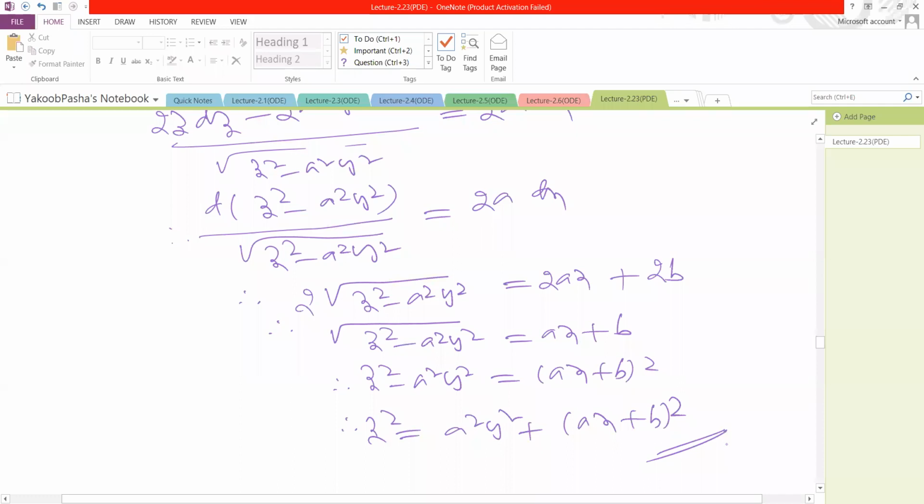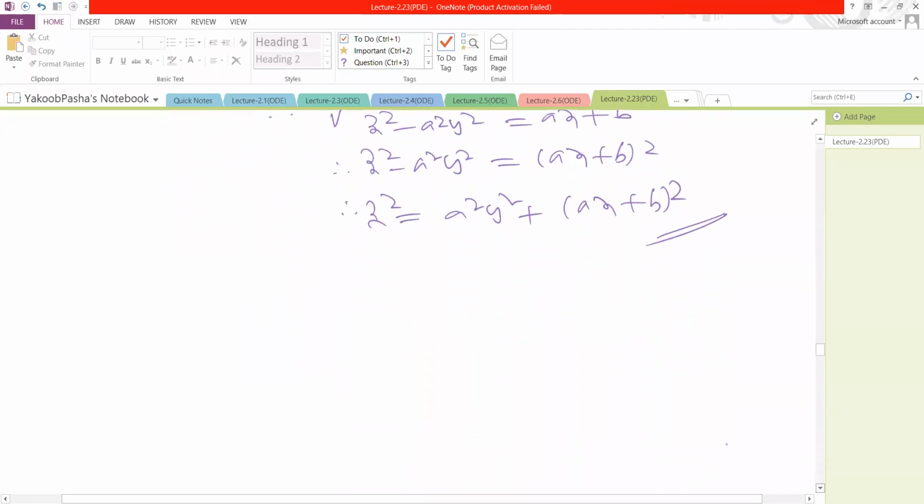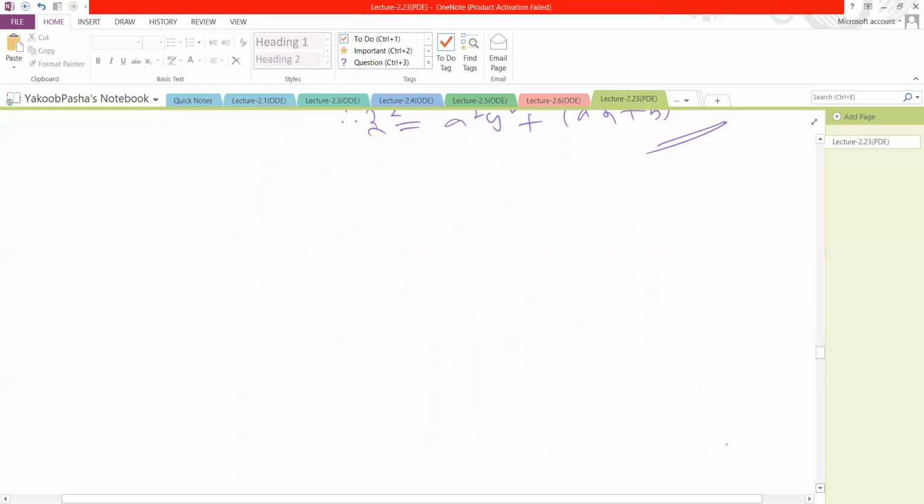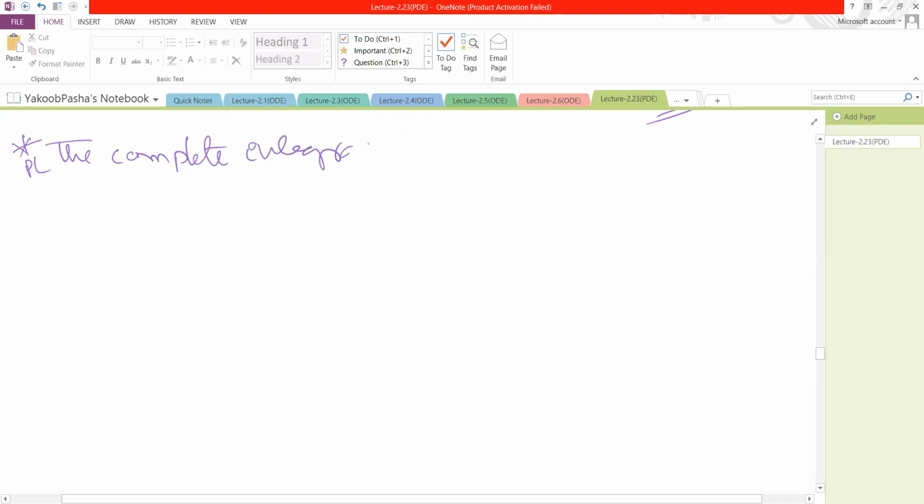Okay, and I am taking another question. The complete integral of the PDE, partial differential equation, p square plus q square into x is equal to p into z.